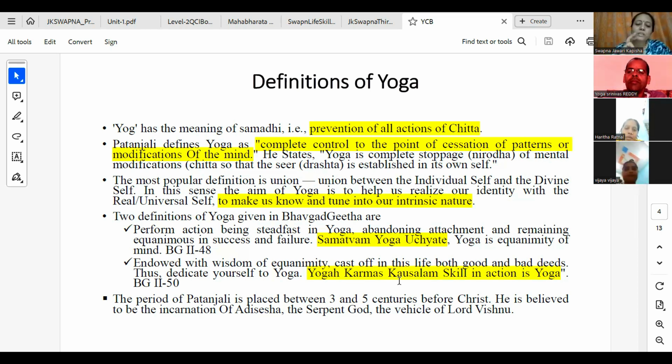If you see the murti or image of Patanjali Maharshi, the upper half of the body will be a human being, and the lower half will be in the serpent form, the incarnation of the serpent god. So one important point you should remember is that Patanjali Maharshi is believed to be an incarnation of Adisesha, the serpent god, who is also the vehicle of Lord Vishnu. In general, in Sanatana Dharma and our scriptures, Adisesha is identified as the vehicle of Lord Vishnu.